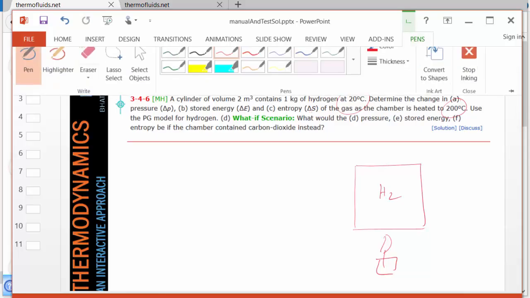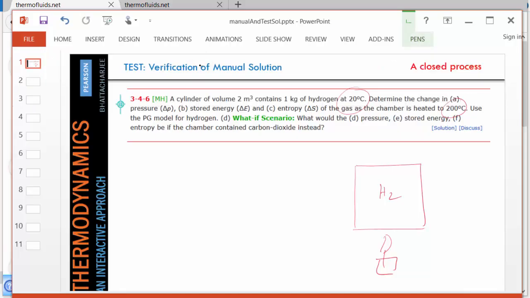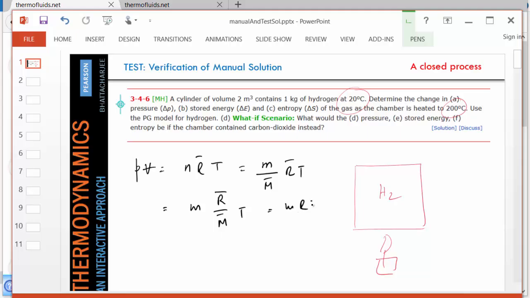Okay. The manual solution is pretty straightforward. We can use the ideal gas equation of state. If I apply that equation, PV equals nRT, or mass over molar mass times R T, or m R bar over M bar T, which is also known as mRT. Using this very well-known equation of state, I can figure out the pressure at state 1 and state 2.